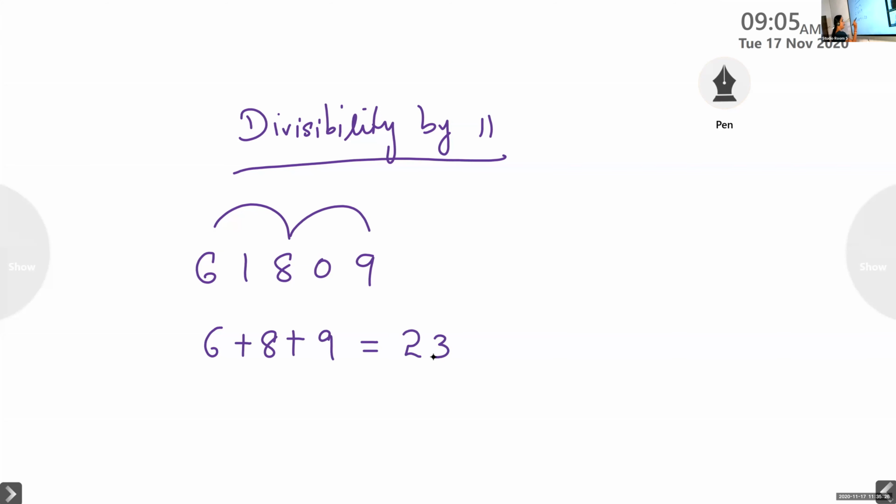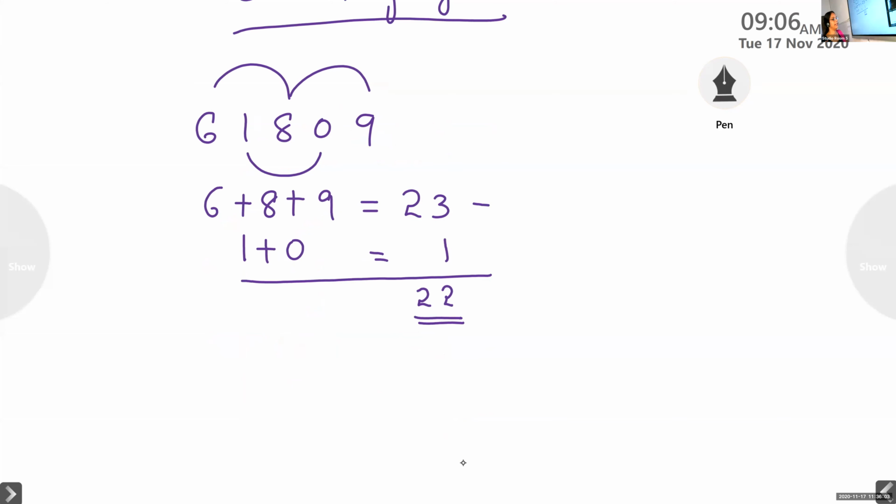Yes, ma'am. When you subtract, if you get a number that is a multiple of 11, then this number is divisible by 11. Did you understand? You should get either a multiple of 11 or 0. Clear, children? You have to get either 22, a multiple of 11, or 0. If it happens like that, the whole number is divisible by 11.